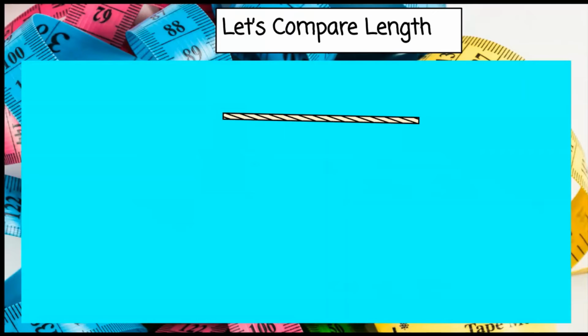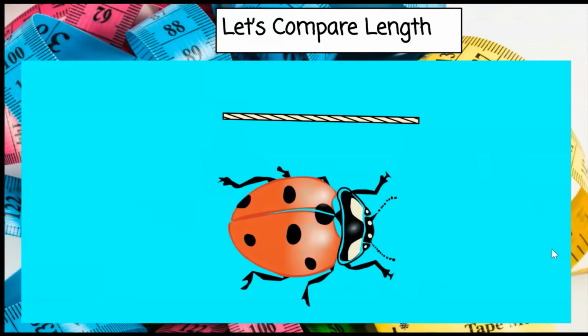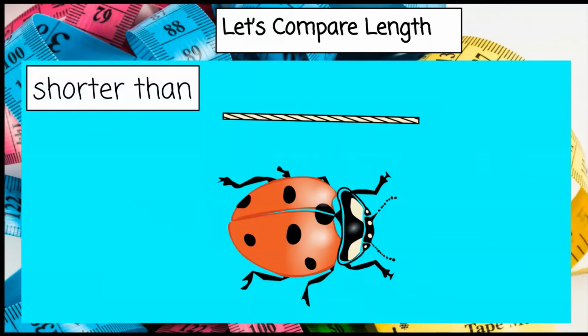Let's compare another bug to the string. I'm going to compare this ladybug to the string. Your teacher's going to pause the video and you guys are going to talk about, is the ladybug longer than or shorter than the string? Looking at our endpoints, they're right up next to each other. We can follow the string and follow the bug, and we notice the bug stops and the string keeps going. That means the ladybug is shorter than the string. The ladybug is shorter than the string.